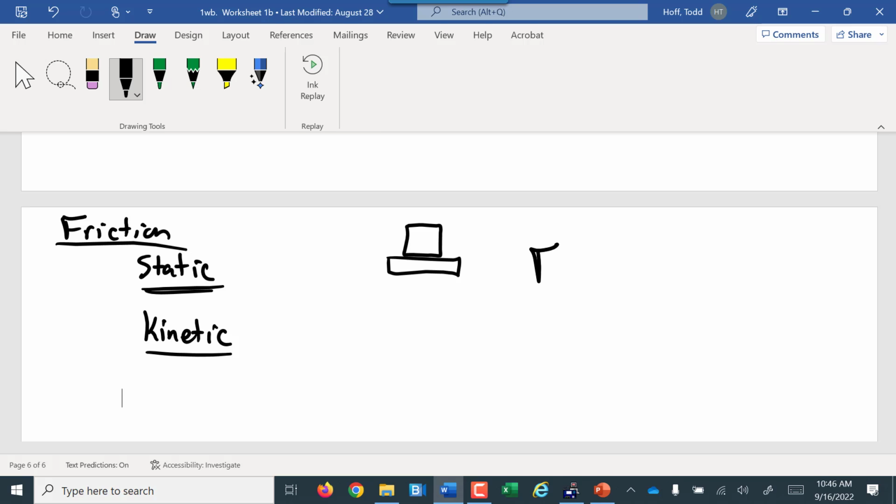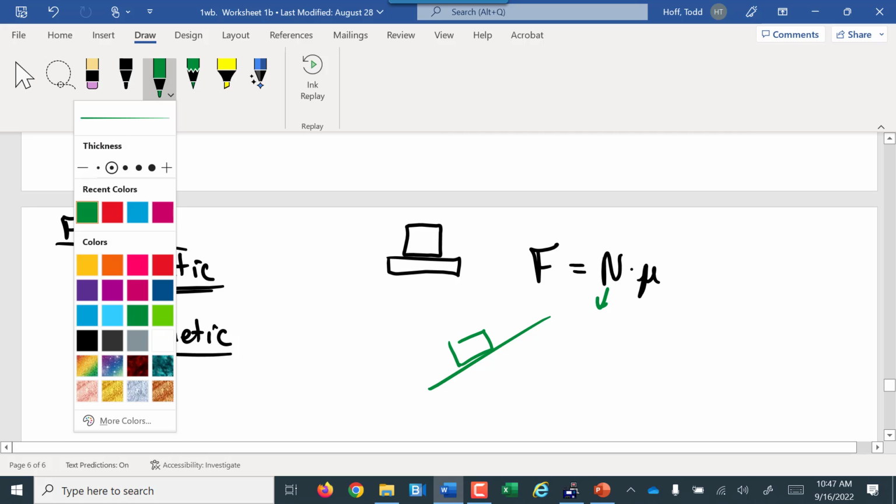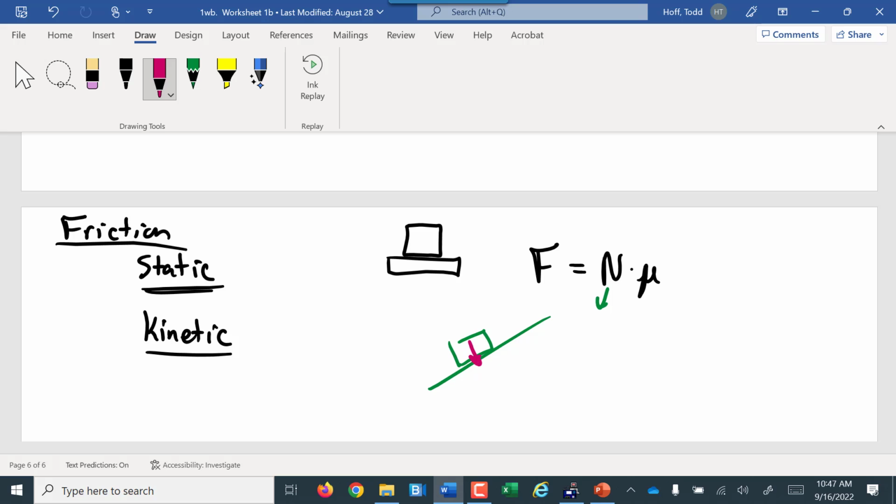So the force of friction is equal to something called the normal force times, we usually use the letter mu, which is a coefficient of friction. Normal force is the force perpendicular to the surface. If we're on a flat surface, it's just the weight of the object. If it's an angled surface, like an incline, it would be the portion of the weight that is perpendicular, or at a right angle, to the surface of the incline.